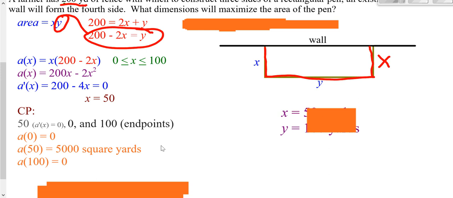So we would know that this would be our maximum. Now we got to answer the question. It says, what are the dimensions? It doesn't want to know maximum area. It wants to know the dimensions that give you the maximum area.